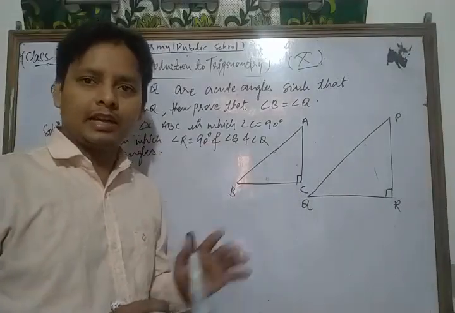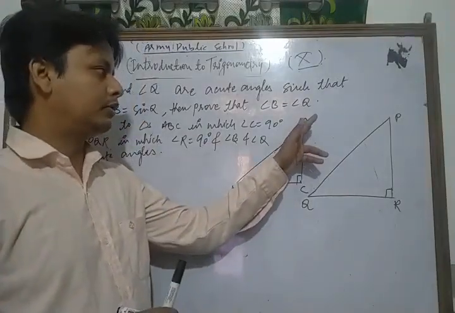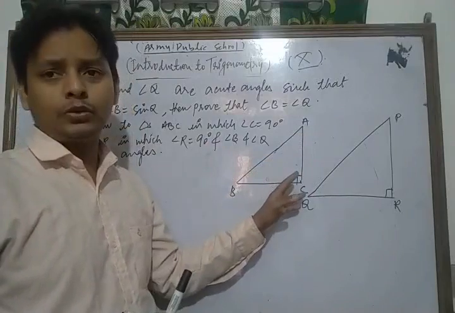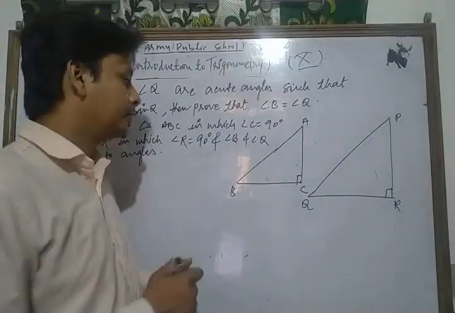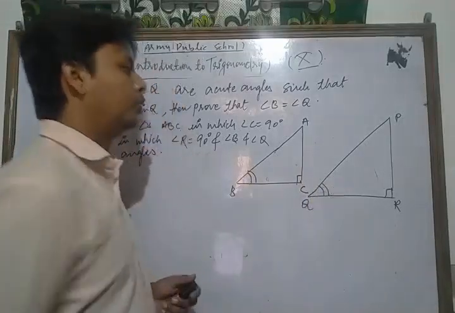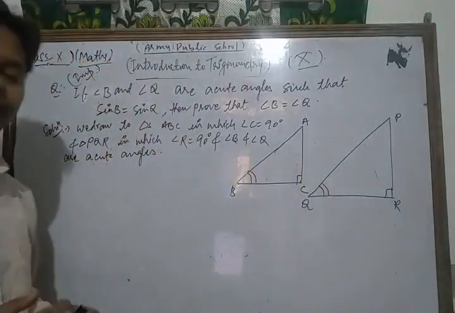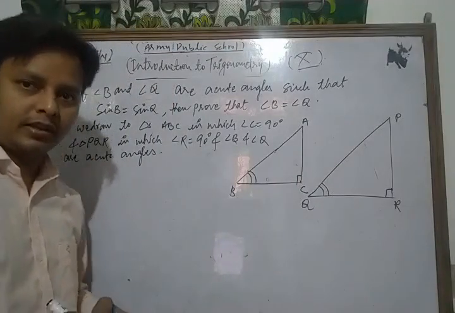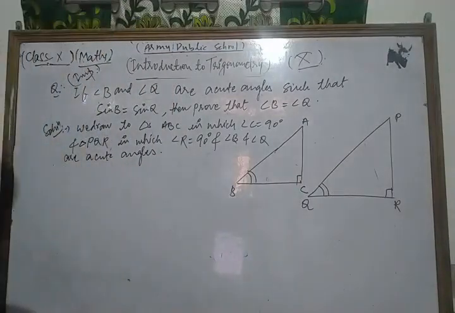From that diagram we can say that we draw two right angle triangles ABC and PQR in which angle C is equal to 90 and angle R is equal to 90, and we mentioned that angle B and angle Q both are acute angles. Okay, now what I do, let's see. So we draw two triangles.